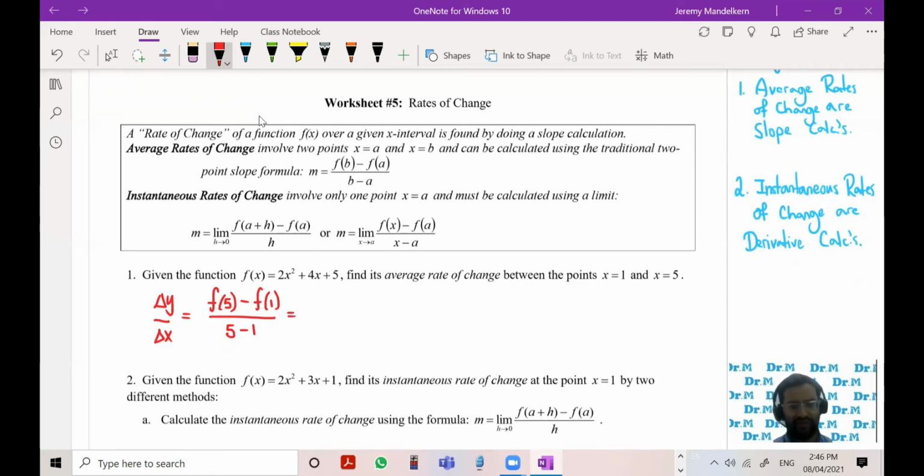In the numerator, f of 5 appears to be 75. f of 1 appears to be 11. In the denominator, we have just 4. The subtraction in the numerator returns 64, and hence we get an answer of 16. We can potentially check our work using a rise over run slope calculation for the slope of the line through the points (1, 11) and (5, 75). Of course, the calculation will be identical. Let's try the next one.